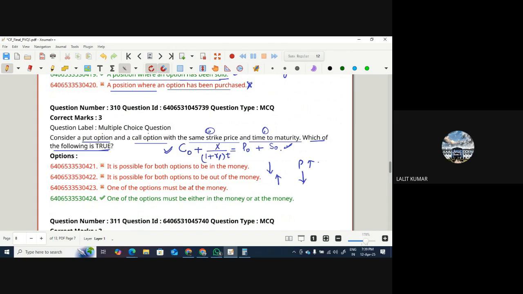So either one of them must be in the money or at the money. Both cannot be out of the money at the same time. Both can be at the money, if it is on the strike price. If you take a position at the same strike price, put and call, what happens is that you are not considering the amount which you are paying. You have to pay the amount also, yes, the premium. So there will be a premium also. Got it.